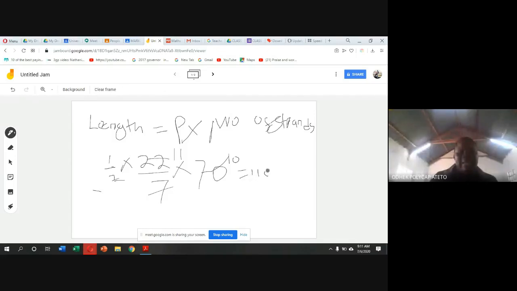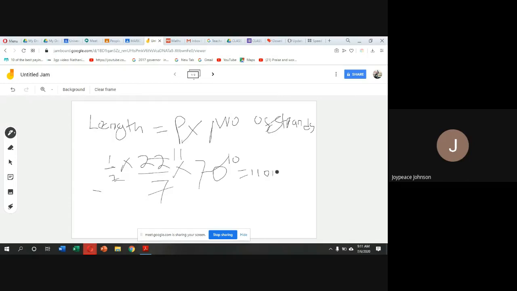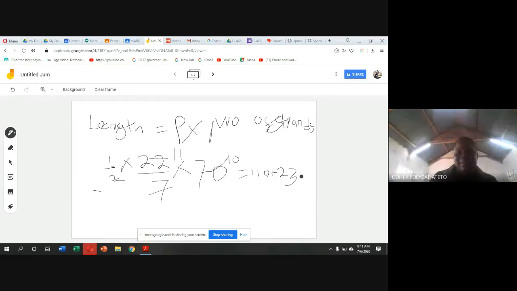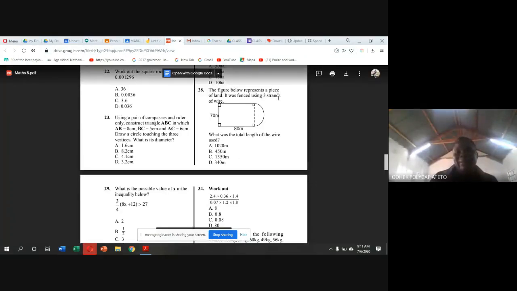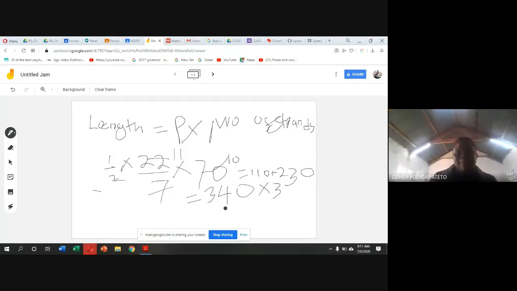So 110 plus 230 gives us the total, 340. That's the perimeter. So how many strands were we having? We're having 3 strands. So we multiply by 3. Clear? So what do we get? 1020. That's the length of the wire used.